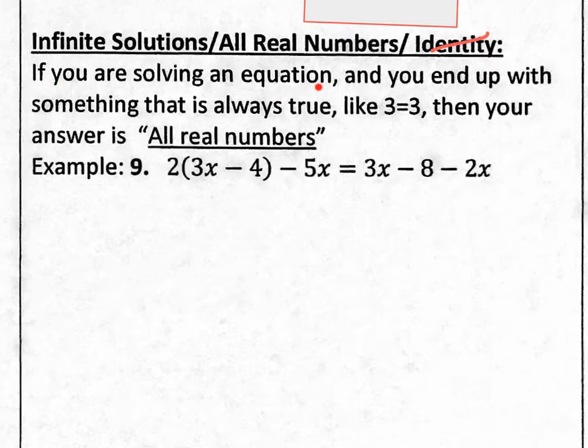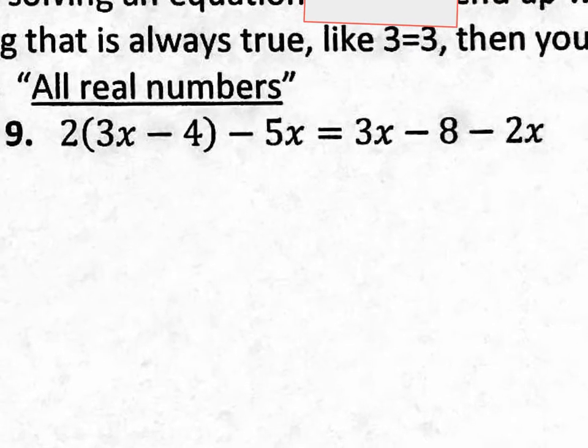If you're solving an equation and you do end up with something that is always true, like 3 equals 3, that's not impossible. That's always true. 3 equals 3. Then your answer is all real numbers. So let's start simplifying. I'm going to zoom in. Let me start simplifying the left side by distributing. So it's going to be 2 times 3x, that's 6x. 2 times negative 4 is going to be a minus 8. There you go. Bring down the minus 5x.